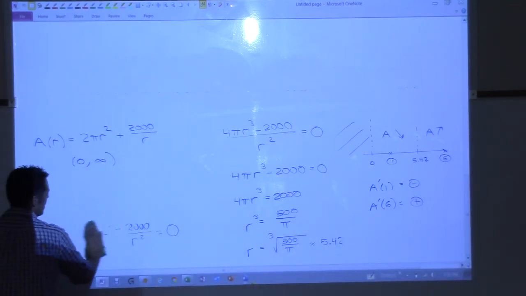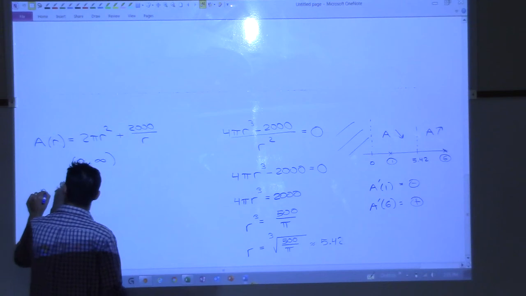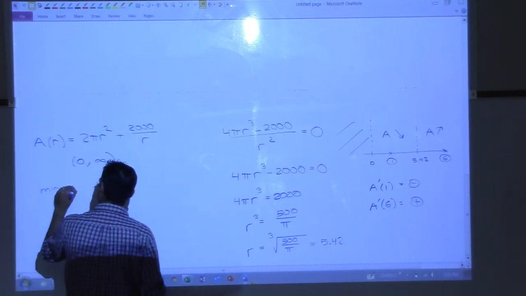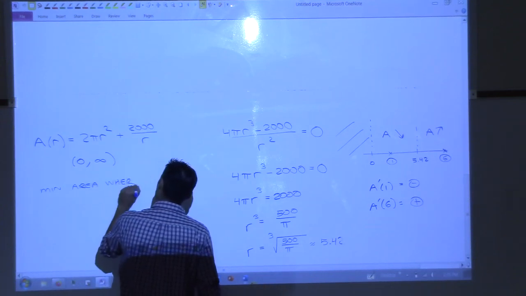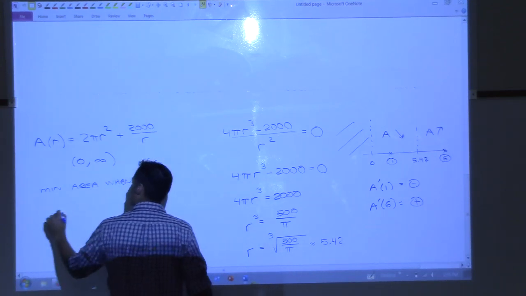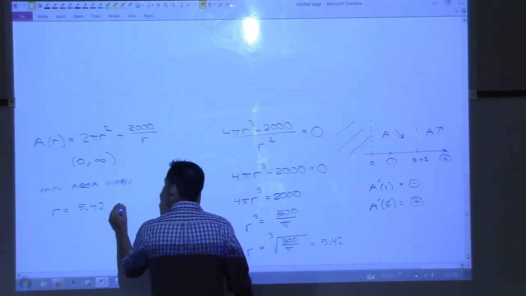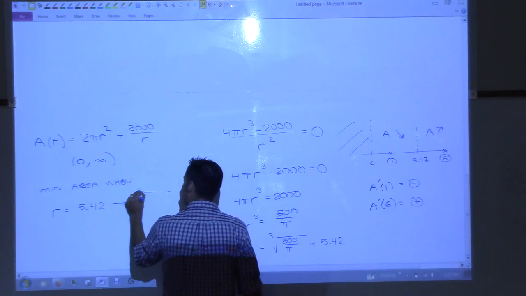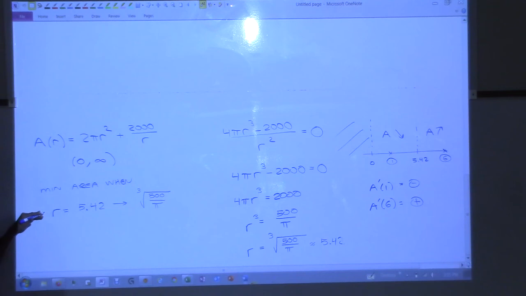Now, I never said find the dimensions or anything like that, right? So let's just find the dimensions of this can. We know part of it already, right? We have a minimum surface area when the radius of the can is about 5.42. If we wanted to be exact, it's actually the cube root of 500 over pi, but we're doing some approximations here. We have a minimum here.